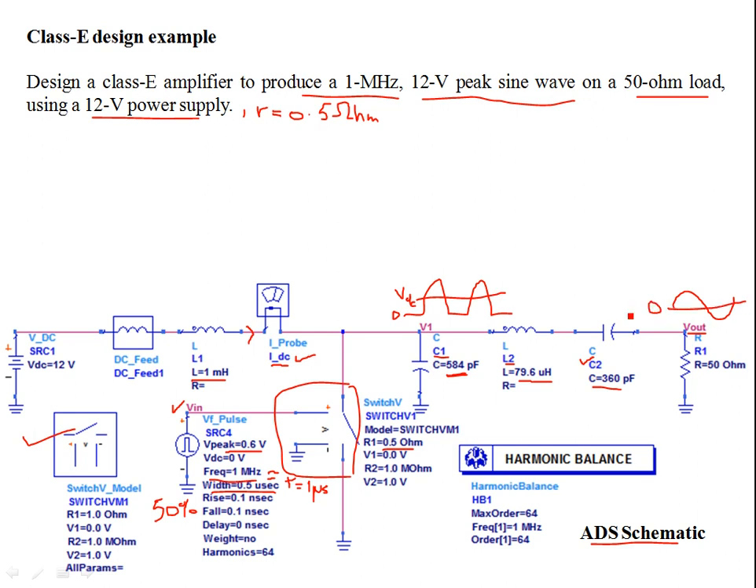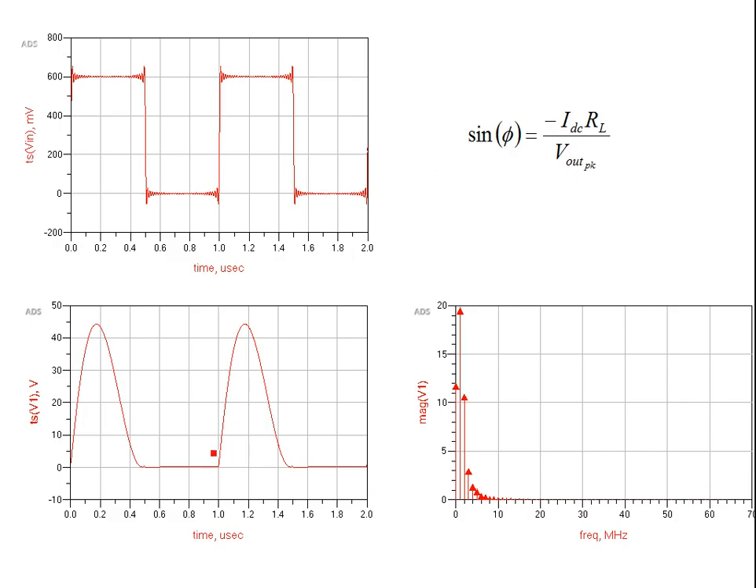The other thing is that the frequency is going to be selected by 1 over 2 pi root L2C2, so you will expect the frequency to be around 1 megahertz. This is what these components will do. And we have set up a single tone harmonic balance simulation with the harmonics order of about 64. So let's have a look at the Vin.